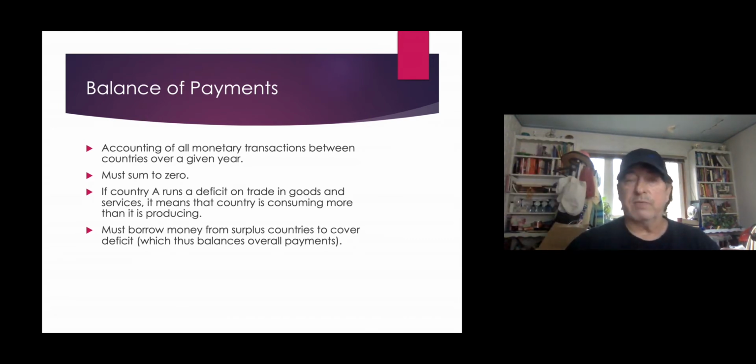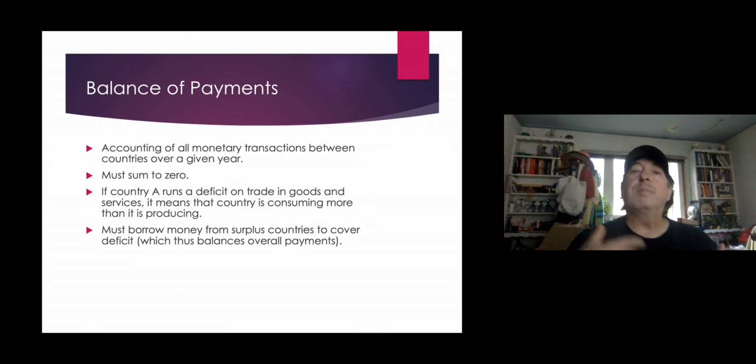So we don't have to look very far for an example. The United States consumes more than it produces, and China produces more than it consumes. So it means that the United States runs a big trade deficit. And how do we manage that? We borrow money from China to finance the purchase of those excess Chinese goods that we consume over and above what we're selling to China.